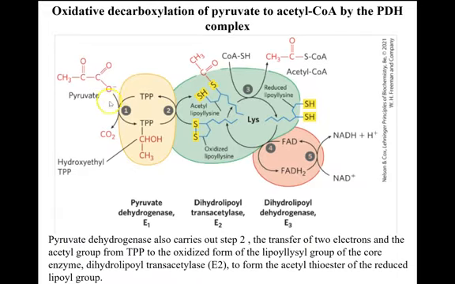Okay, then after we get done with step 1, now we're going into step 2, which is the transfer of 2 electrons and the acetyl group from TPP to the oxidized form of the lipoyl group of the core enzyme. So this enzyme is dihydrolipoyl transacetylase, to form the acetyl thioester of the reduced lipoyl group.